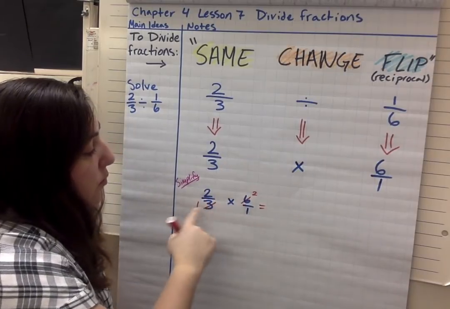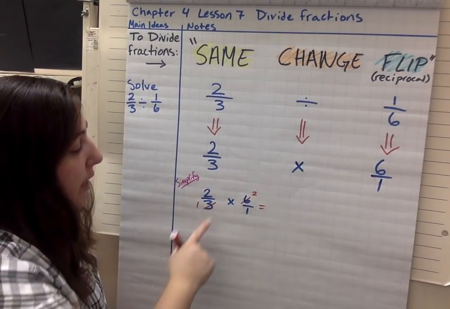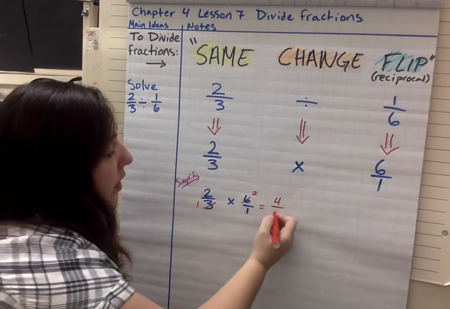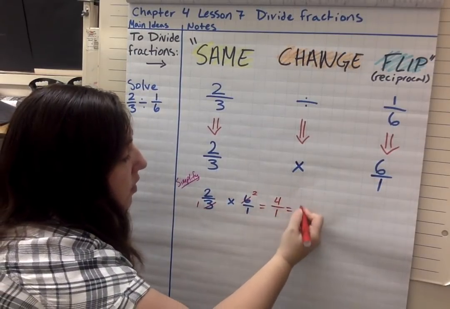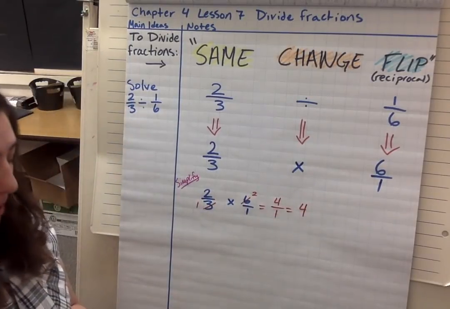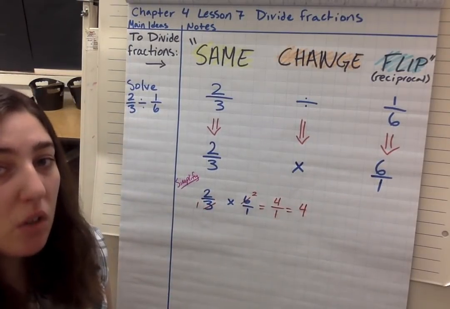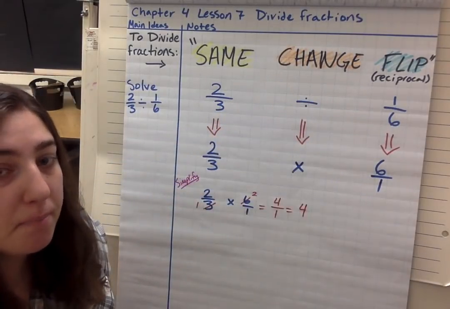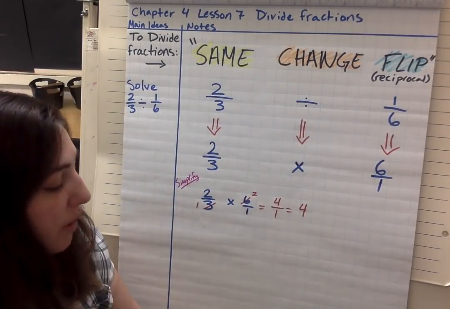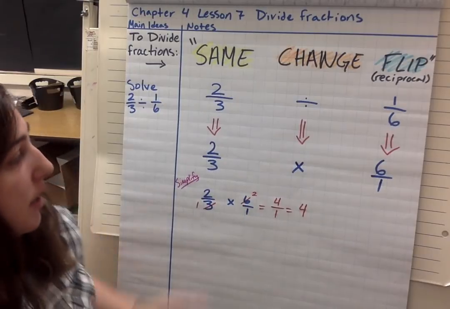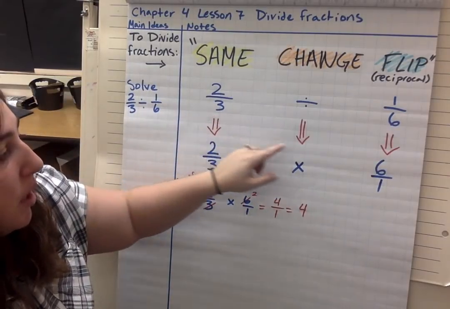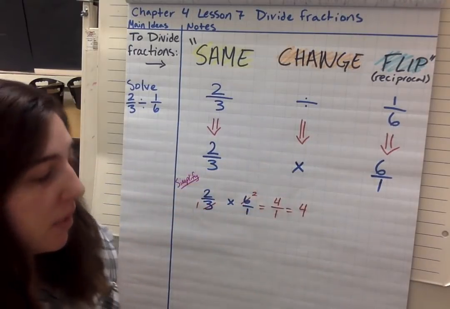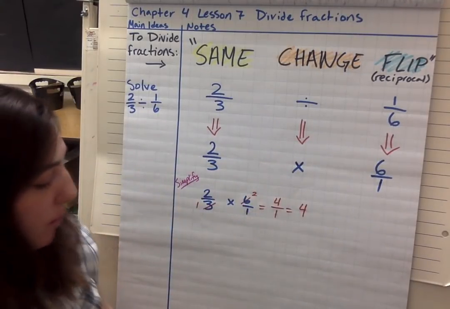So then I can just multiply the numerators and denominators. 2 times 2 is 4. And 1 times 1 is 1. So my answer is 4. Okay, so just remember, same, change, flip. We're going to be saying that a lot in class. Keep the first fraction the same, change the sign, and then flip the second fraction. And then you can simplify and multiply.